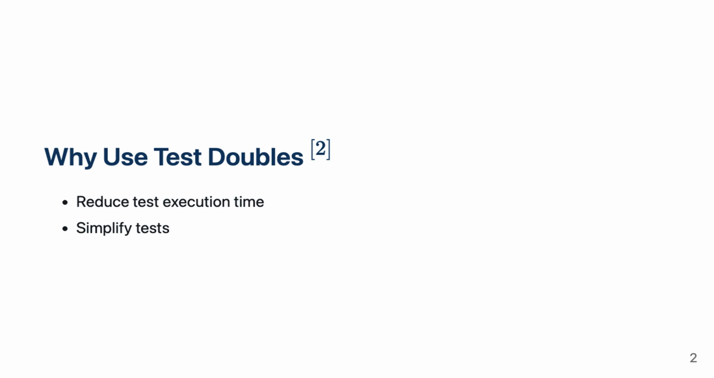The second reason is that it can simplify tests. If you don't use test doubles, you may need a lot of code to prepare the preconditions. This reduces the maintainability of the tests and makes it difficult to understand which part you are testing.